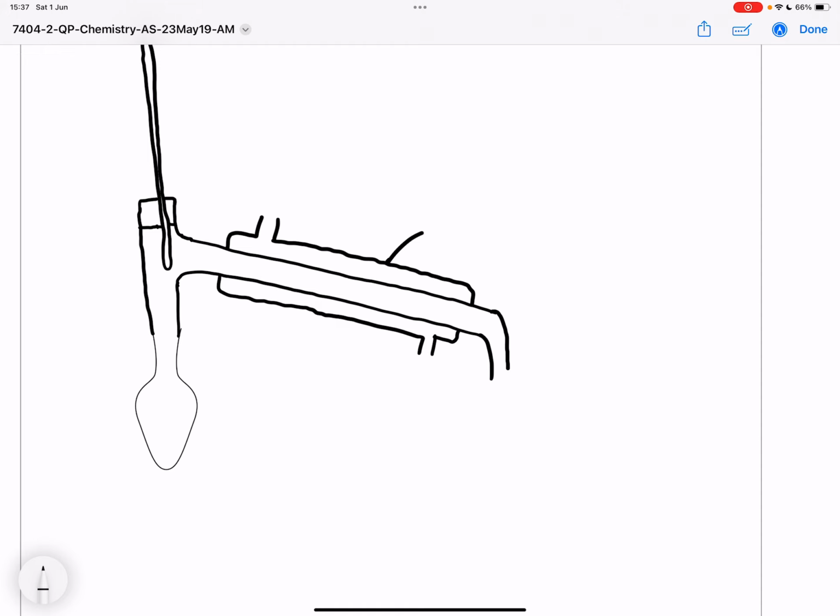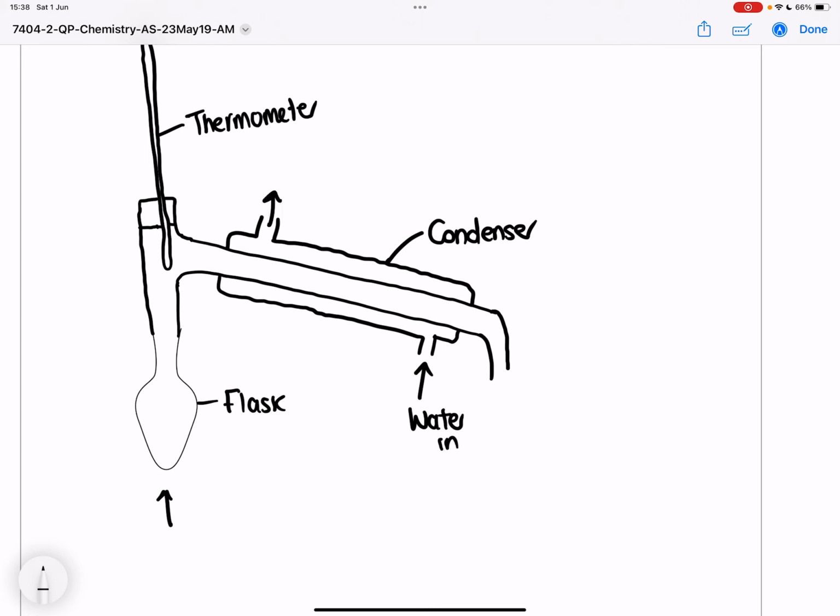So this is a condenser. This is our flask that we're going to heat from underneath. This is a thermometer. We're going to put water in at the lower level and water out at the upper level. I'm just going to heat it from underneath.